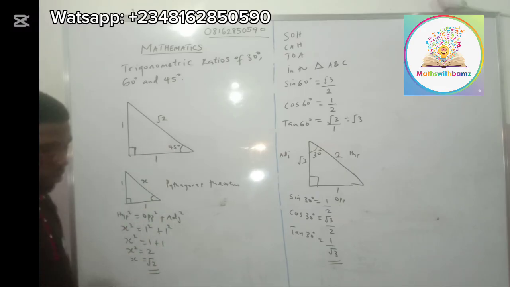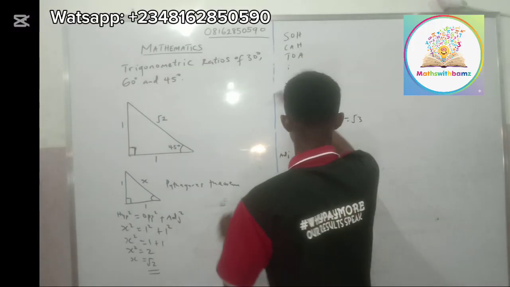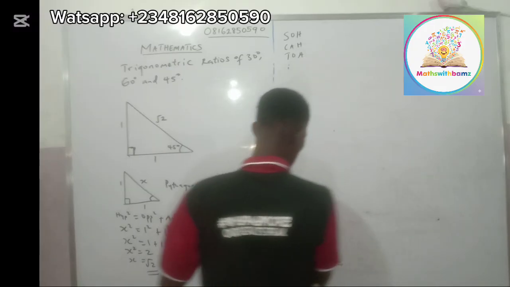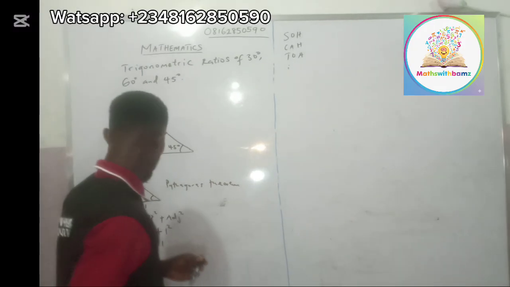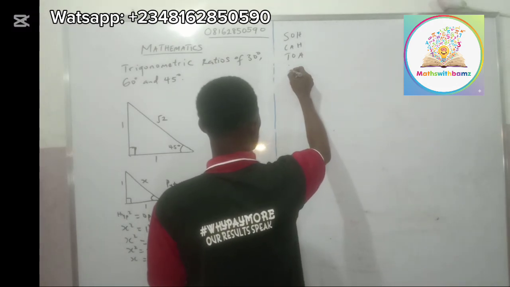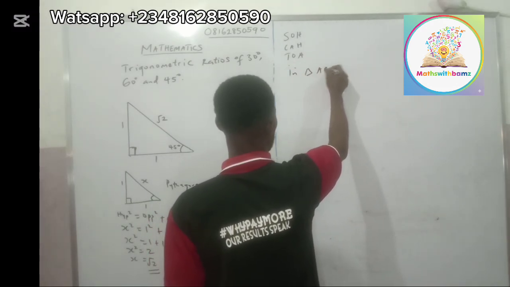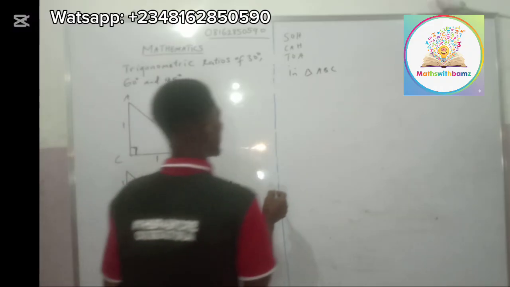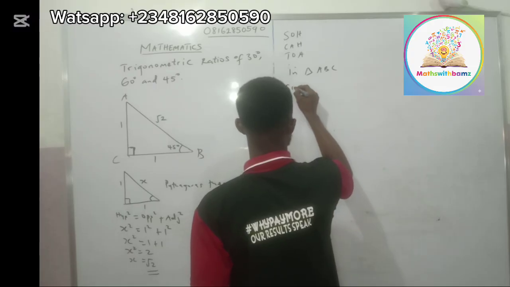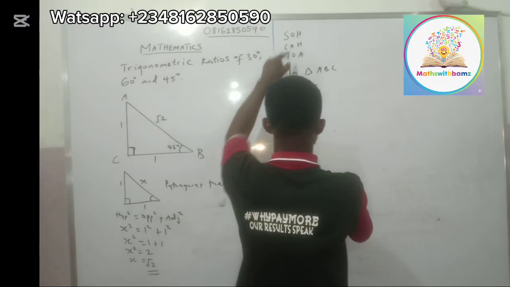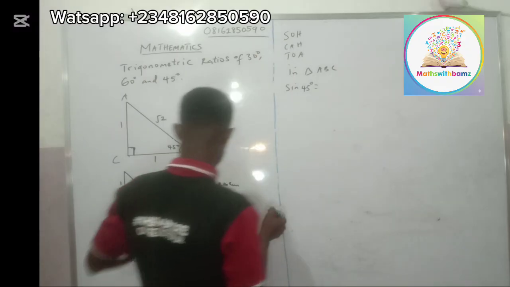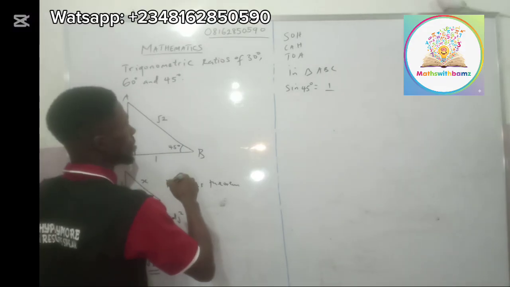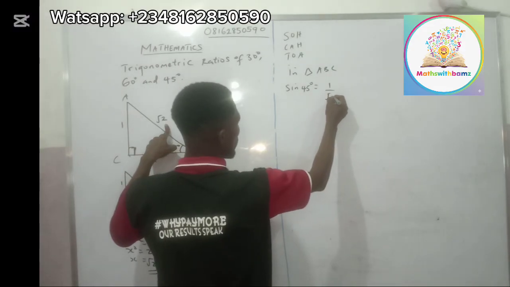So now let's use it to solve. Don't forget your SOH CAH TOA. Okay, again, let's go for sine 45. So sine 45 will now give us what? In triangle ABC, let's go again. Here is our triangle A, B, and C. So sine 45 is equivalent to what? Opposite over hypotenuse. Where is our opposite here? This is our opposite, which is 1, then over what? Where is our hypotenuse? Hypotenuse is root 2.